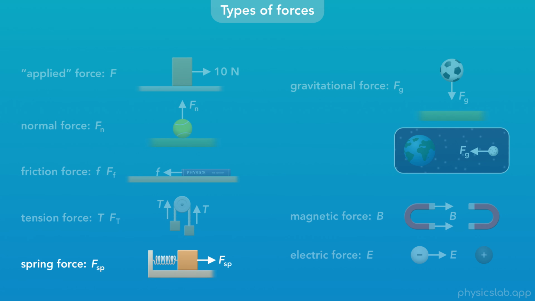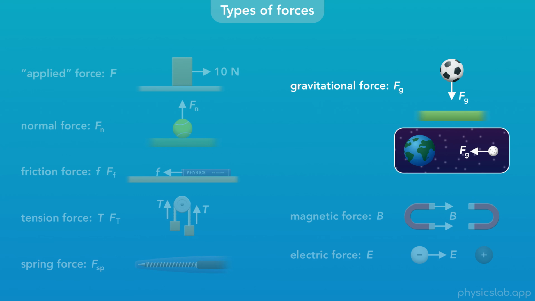And like we mentioned before, a spring can exert a spring force on an object, which we can label as FSP for spring. It takes some force to stretch and compress a spring, and the spring will exert a force on the objects that it's attached to. A lot of things that we use, like pens, work by using springs, because we can move stuff in a specific way by applying a force.